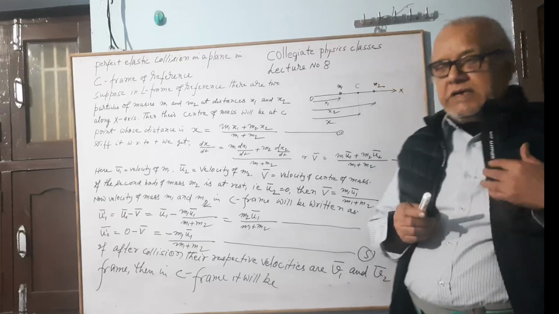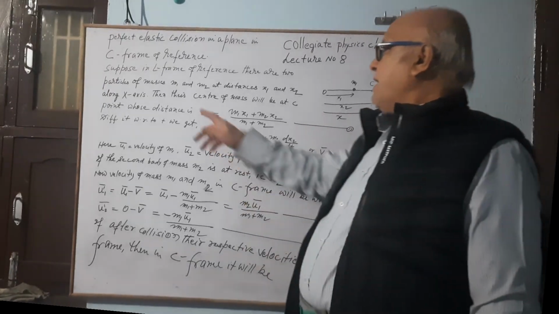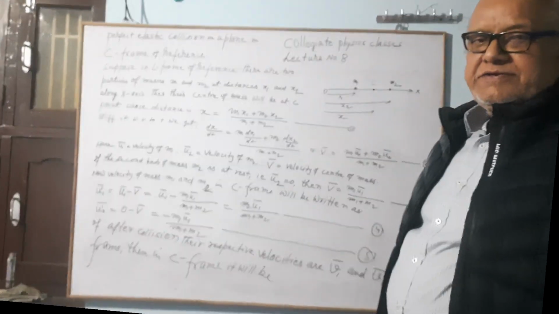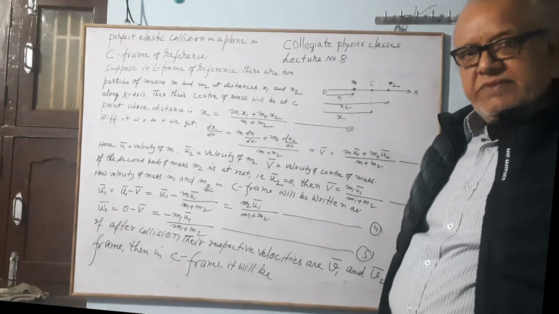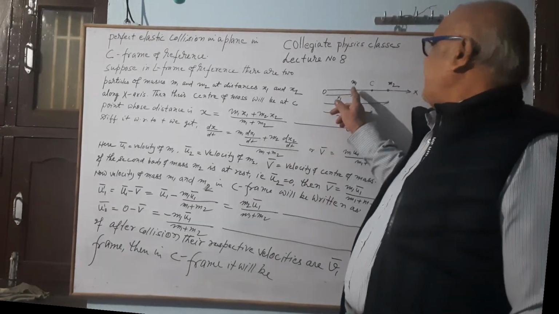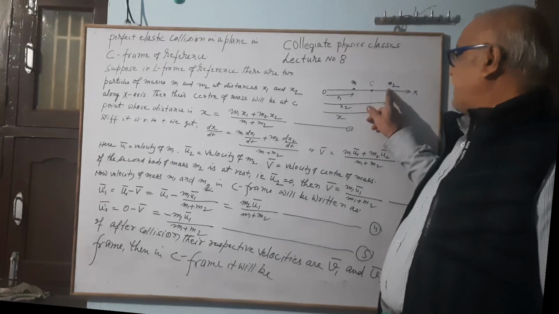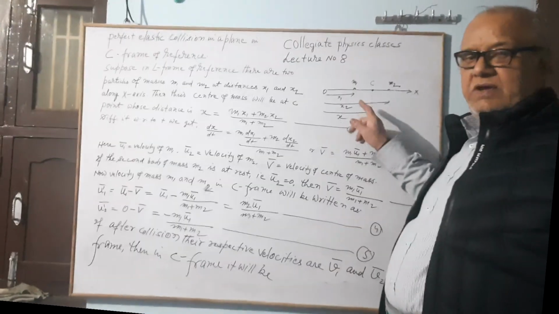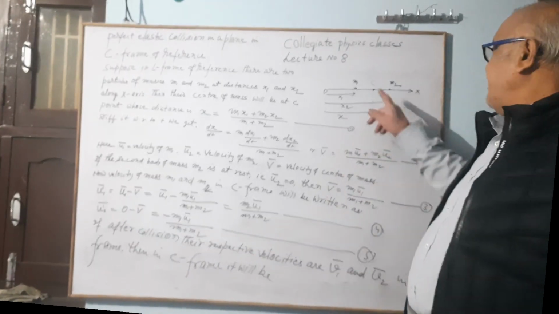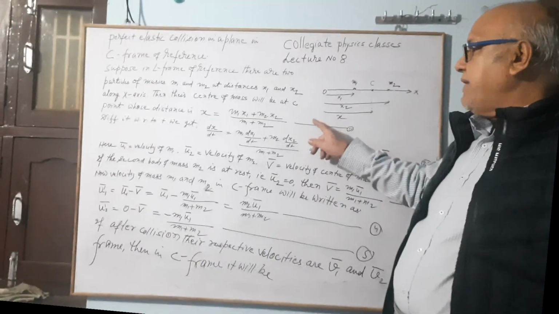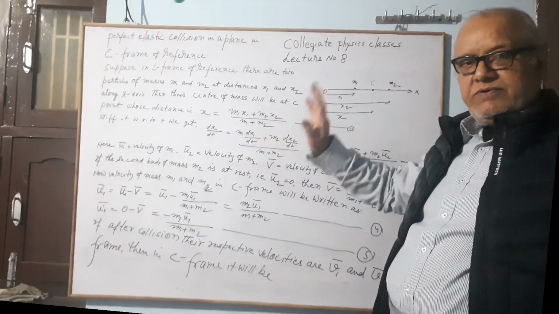So suppose that there are two particles of mass m1 and m2 and they are along x-axis in L frame of reference. The distance of m1 particle is x1 from the origin and the distance of m2 particle from the origin is x2. So, as we have defined, the distance of center of mass C from the origin will be given by x is equal to m1 x1 plus m2 x2 divided by m1 plus m2.